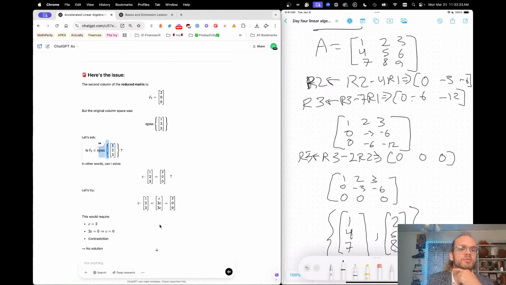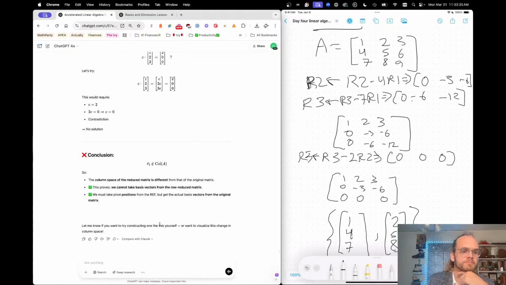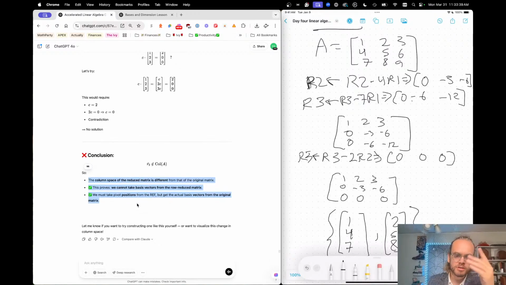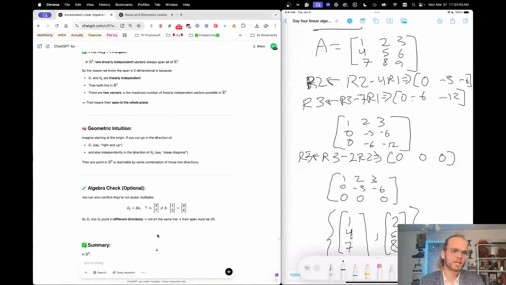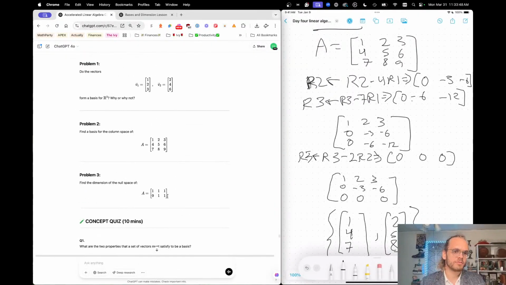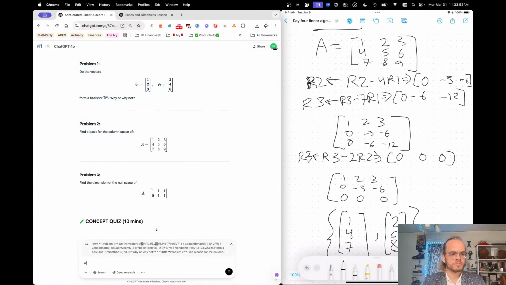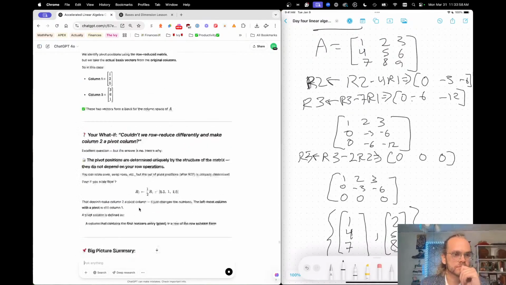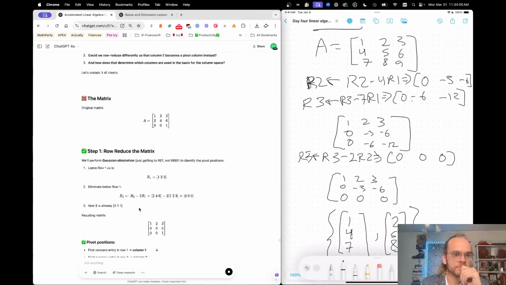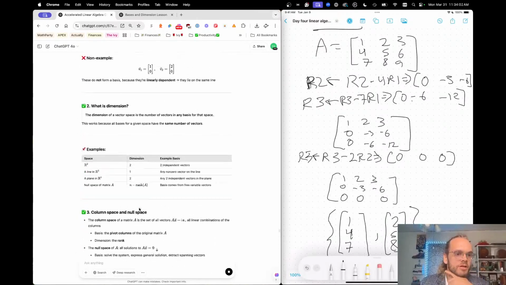The second column of a reduced matrix. All right. The column space of the reduced. So I'm still confused on column space, I guess. But let's first go and have it check my work on practice problem number 2 and 1 above. And meanwhile, I'll see if I can do problem number 3.